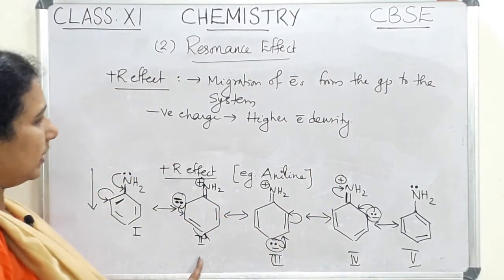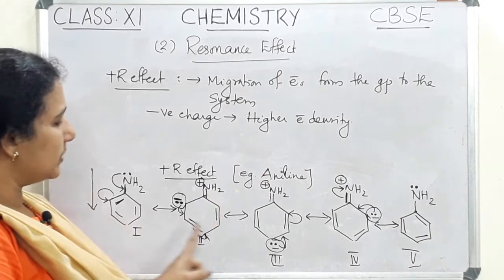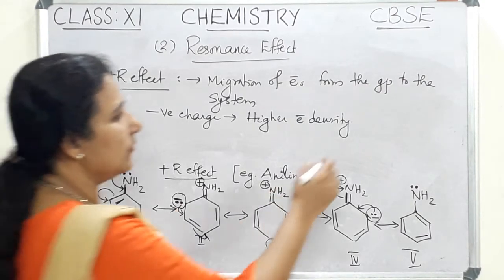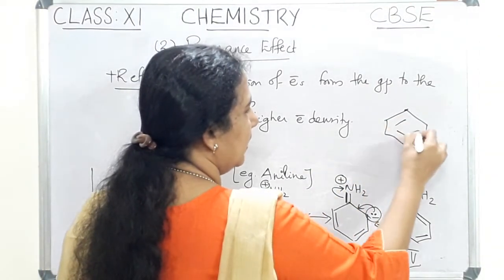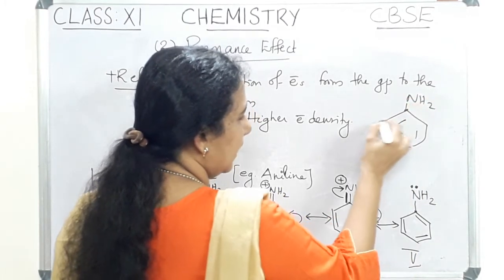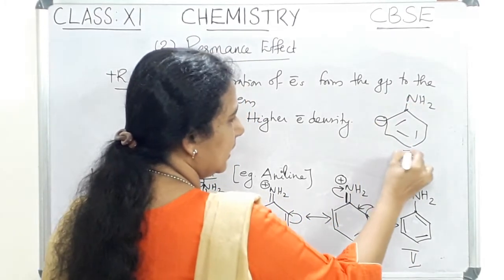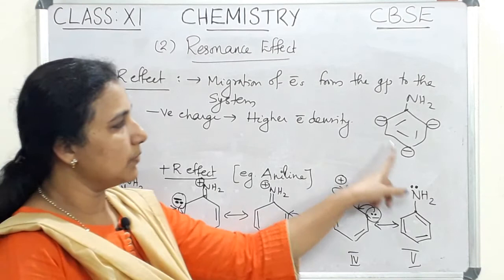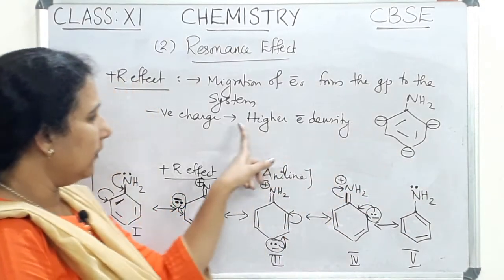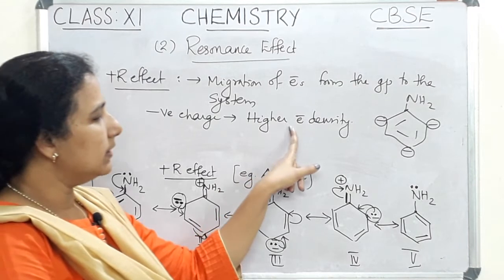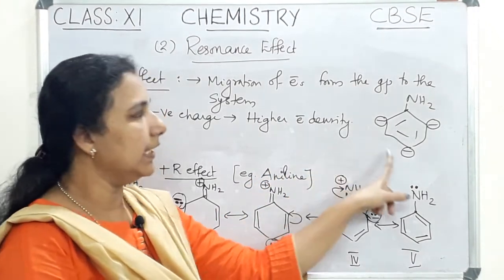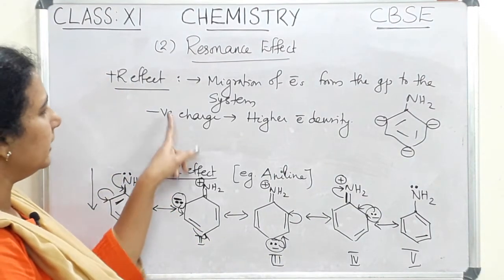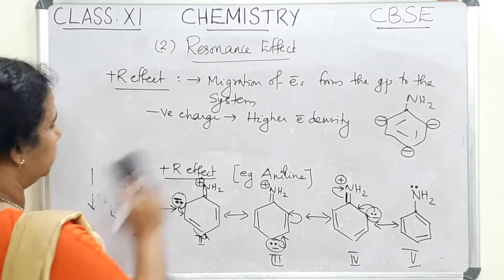So due to resonance we can say there are some positions, which are actually the ortho-para positions. So in the case of aniline, we can see this position has a negative charge, this position and this position. So in these resonating structures we can see these positions actually have a negative charge. That means these positions have higher electron density than the other positions. So this is another effect of the plus R effect.